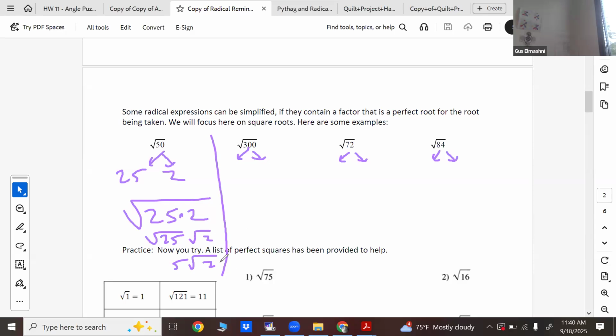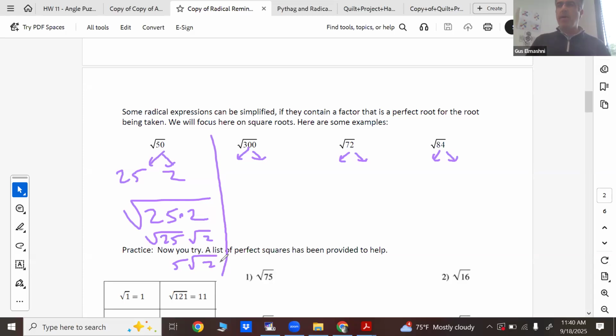So if you came up with 50 and 1, it doesn't help us because it's just root 50. You want to find a number that's not 1, because 1's always a perfect square, and all numbers are divisible by 1. We want to find something that's not. So let's try another one here.